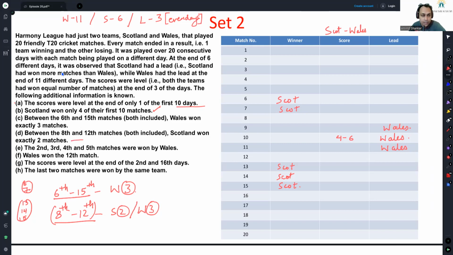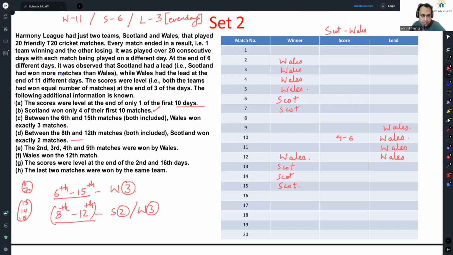Okay. The second, third, fourth and fifth match were won by Wales. So this is Wales. This is Wales. This is Wales. And this is Wales. Okay. Wales won the 12th match. At this time, can you also infer, at the end of the 11th match, Wales was in lead. And if the 12th match is won by Wales, Wales will still be in lead at the end of 12th match.